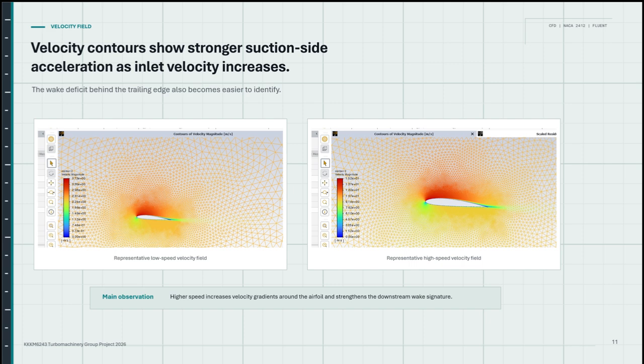This slide is about the velocity field, and the flow accelerates over the upper surface of the airfoil. When the inlet velocity becomes higher, the higher speed region becomes stronger. And behind the trailing edge, a wake region can be seen. This means the airfoil changes the flow speed and creates a wake after the airfoil.